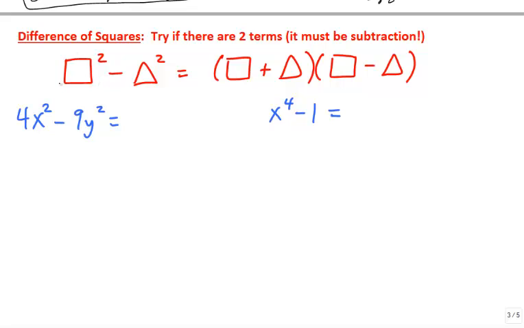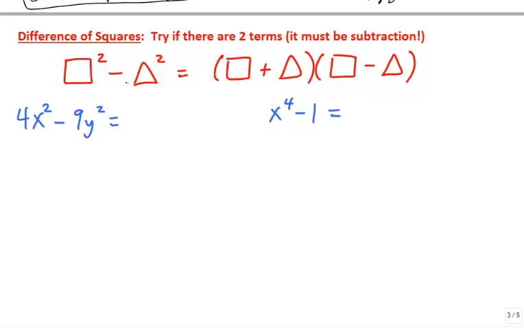It has to be some quantity squared minus some quantity squared. If it is, then this will factor into basically the square root, if you will, of this first term. So that's what the box is. And then the square root of this second term. That's what this triangle is. And your terms inside have to have alternate signs. So one of these factors should be plus and one of these factors should be minus. They have to have opposite signs so that there's no middle term when we FOIL it all out.